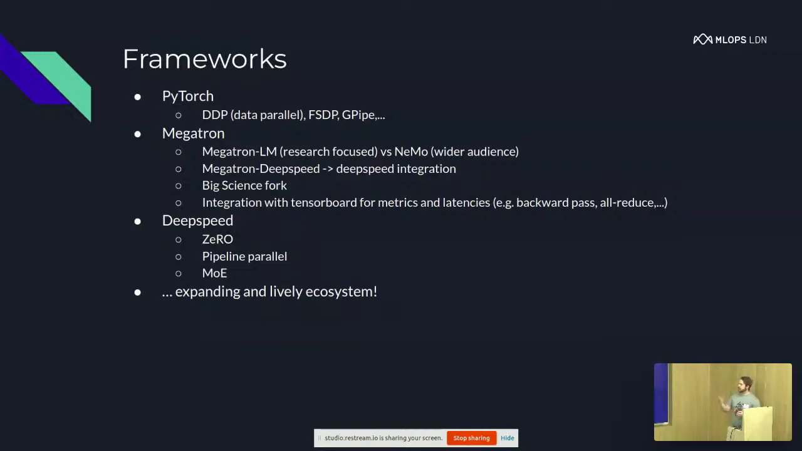And yeah, the third one, which is also worth mentioning, is DeepSpeed, which is, I think, probably the library that started it all, that started a lot of distributed training projects and discussion. And here you have ZeRO, pipeline parallel and mixture of experts. And ZeRO and FSDP are kind of the same. There are some small differences, but FSDP was sort of inspired by ZeRO.